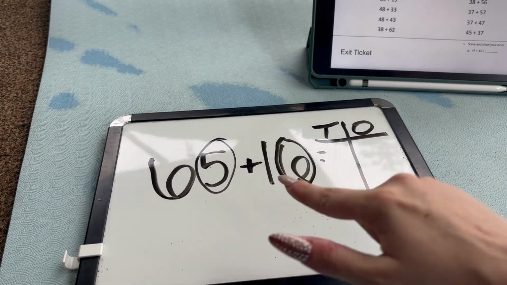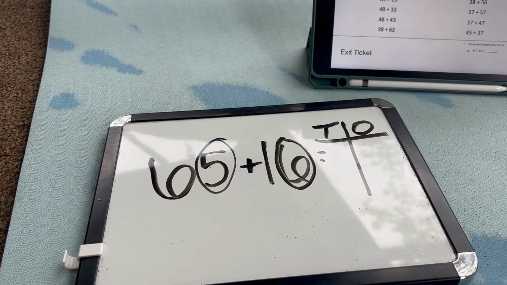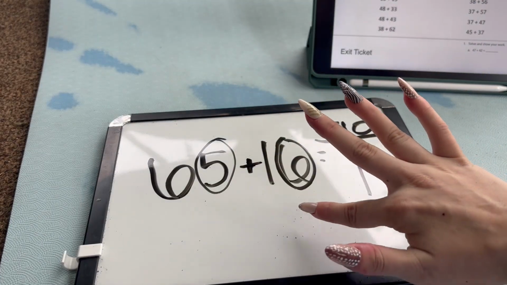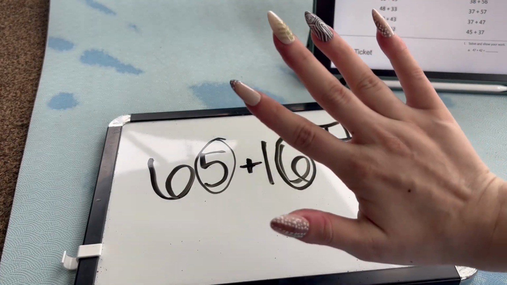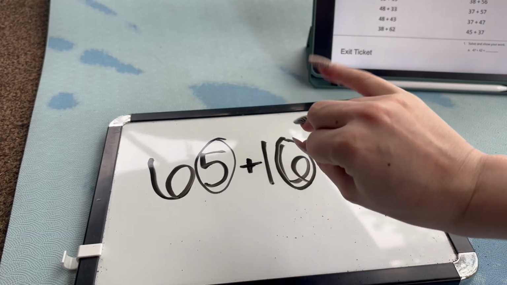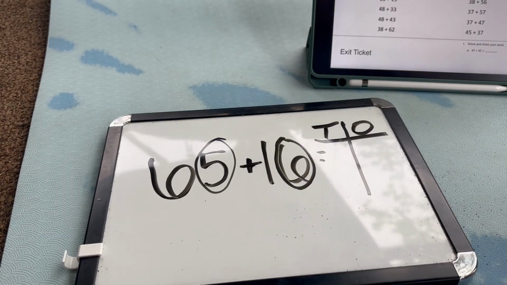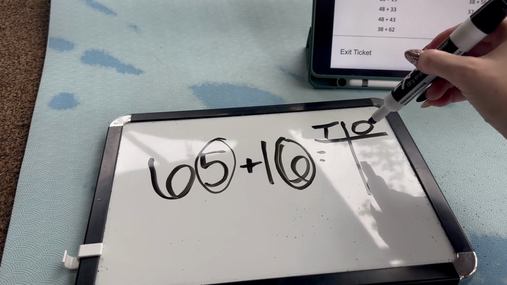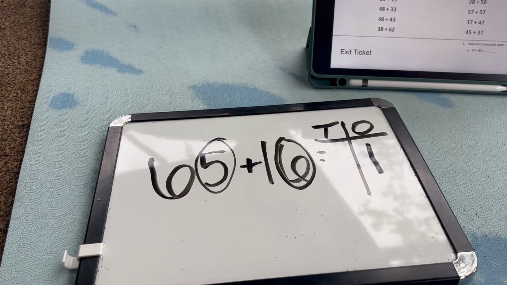If I don't know what 5 plus 6 is, I can use my fingers to help me count. So I'm going to hold up the number that is lower, which is 5. And I'm going to count on starting at 6. So 6, 7, 8, 9, 10, 11. Now 11 is a little bit different from 10. How many ones does the number 11 have? 11 has 1, 1. So I'm going to put that in the ones place.